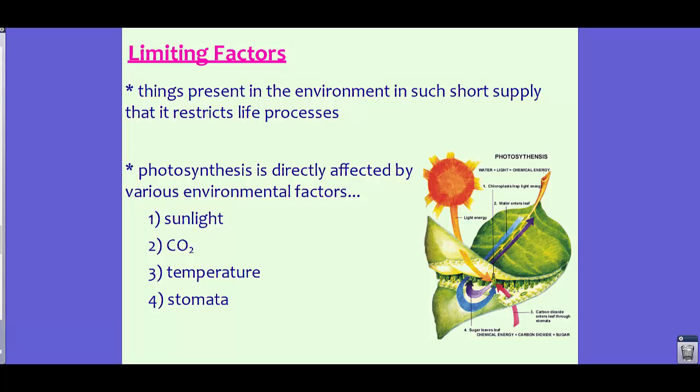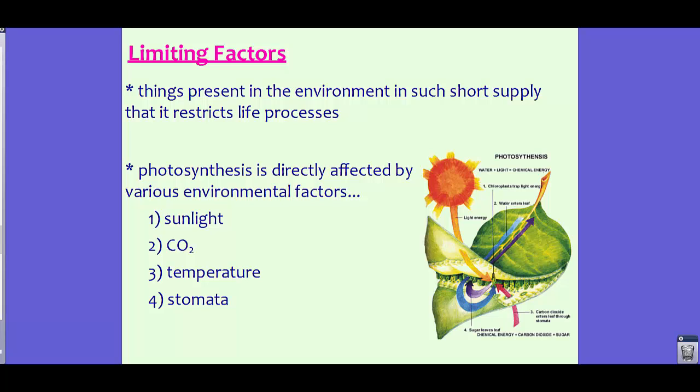Now, photosynthesis is directly affected by various environmental factors. You can say that any of these four are limiting factors to photosynthesis: sunlight, carbon dioxide, temperature, and the stomata. For example, if sunlight is not available, then the plant cannot go through photosynthesis because it doesn't have the ability to absorb the sunlight. And since sunlight is needed to make glucose, it's not going to happen.